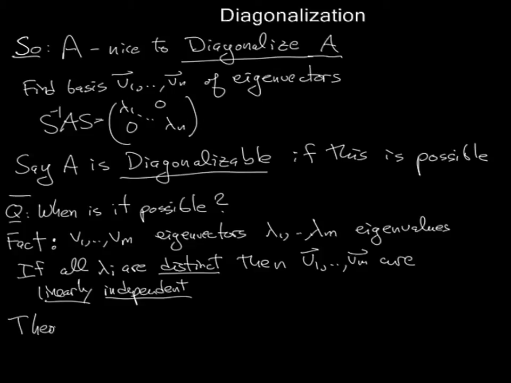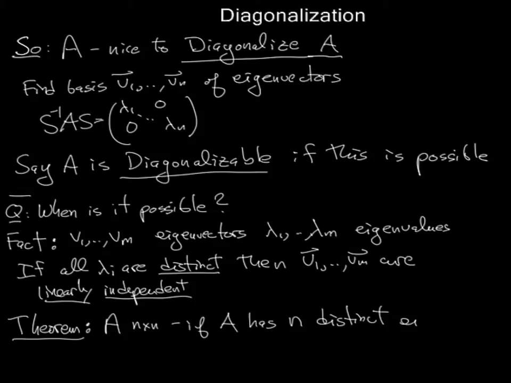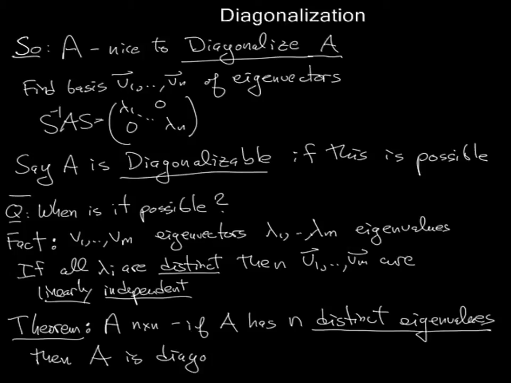Okay, so from that you conclude the following theorem. Suppose A is an n by n matrix, and suppose A has n distinct eigenvalues. Well, then A is diagonalizable. Well, that's because these n eigenvectors are guaranteed to be linearly independent, so they give you a basis.